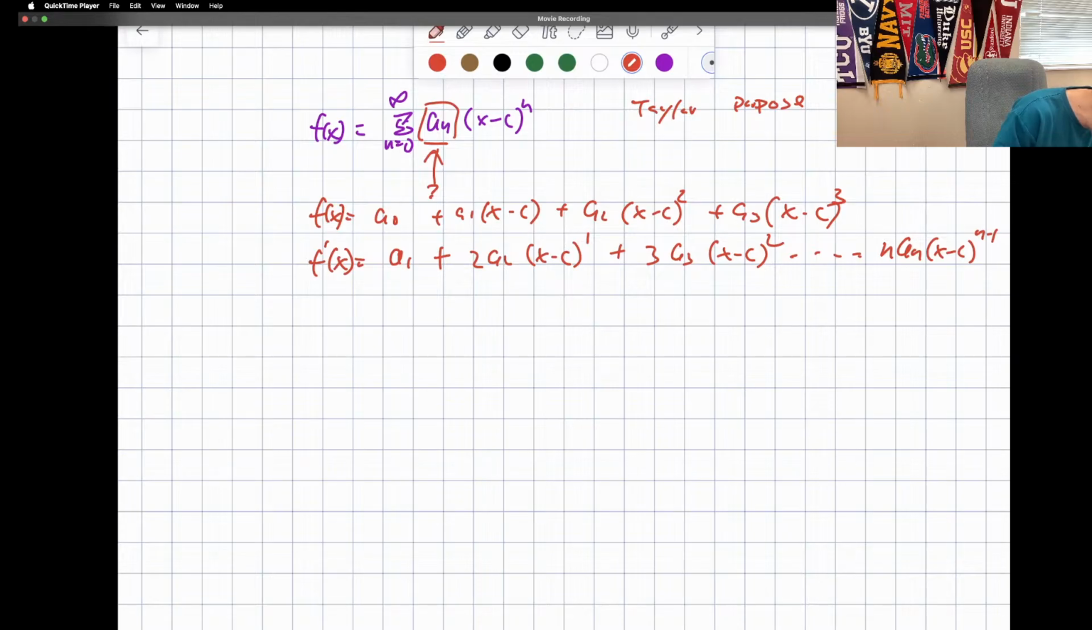We go through this again at the end, so I just kind of want to ask: if I take a second derivative, what happens to a1?